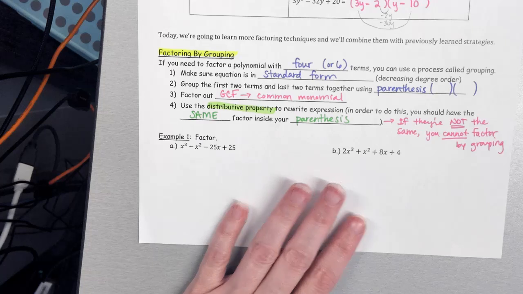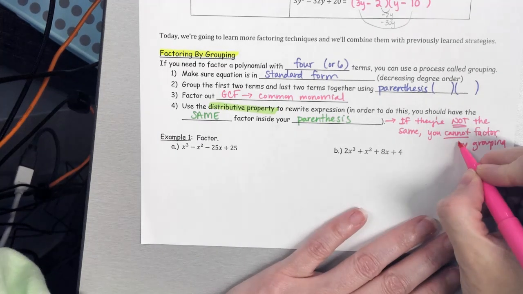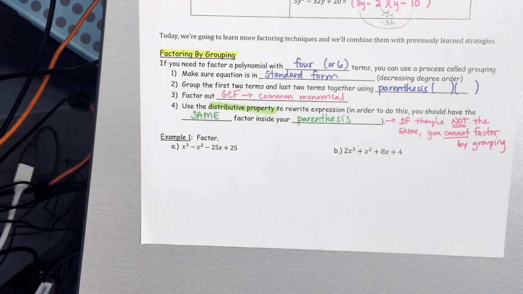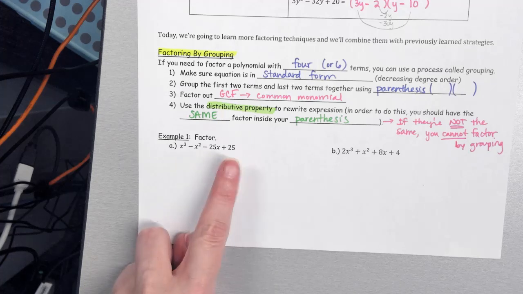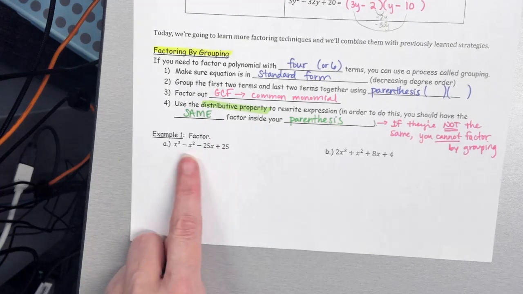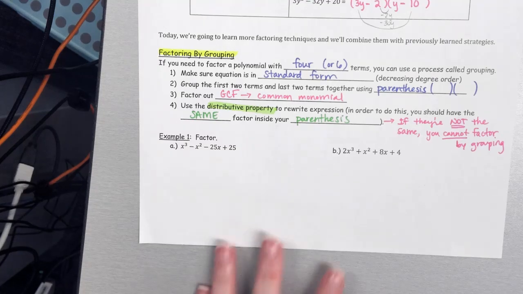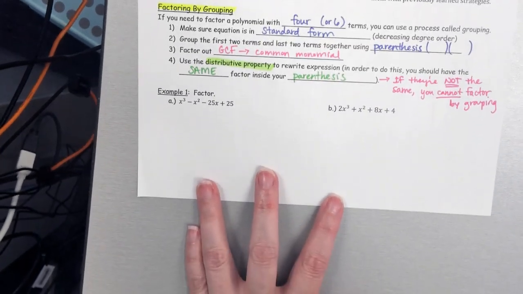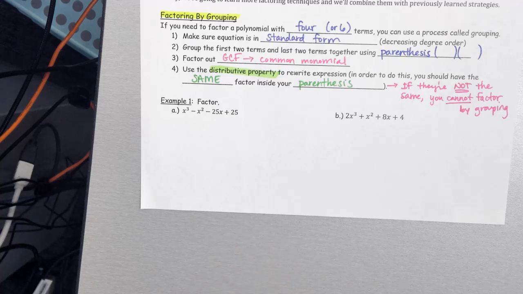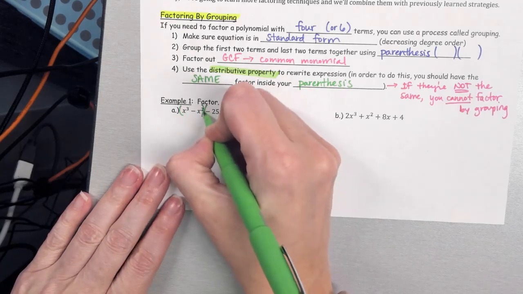Factor by grouping. So this is the factoring by grouping method. Just like we did before, we always want to check to make sure there's not a GCF with all of them. Sometimes there will be a GCF that you can take out of everything, so you can always do that at the beginning. Then when you're using your parentheses, we're going to group the first two together and then the last two together.